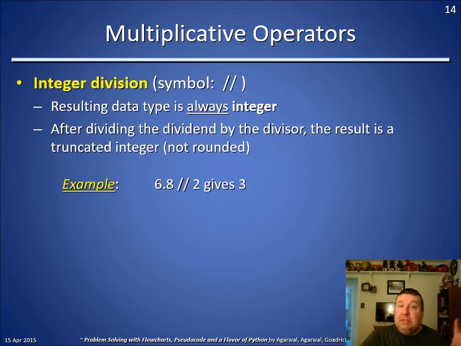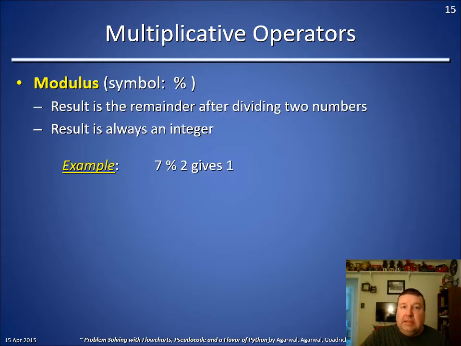If you see two division symbols together, that's actually integer division, which was new to me for this course. The resulting data type is always an integer. So you're going to divide just like with division, but you're always going to truncate it, which means you cut off the actual decimal point. You never round. So 6.8 integer division 2 gives 3 instead of what? 3.4, if you're just straight dividing. With integer division, you just truncate, or chop off, the decimal point, no rounding.